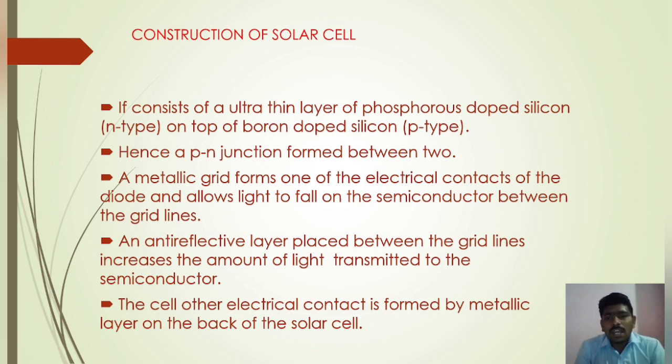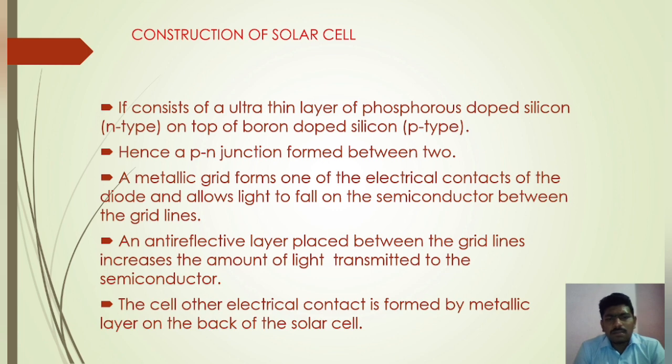So here phosphorus doped silicon means N type. How will the N type junction be formed? When pentavalent impurities are added to the silicon crystal structure, there is a formation of N type. And whenever trivalent impurities are added to the silicon crystal, there is a formation of P type junction. So finally, a solar cell consists of an ultra thin layer of phosphorus doped N type silicon on top of boron doped P type silicon.